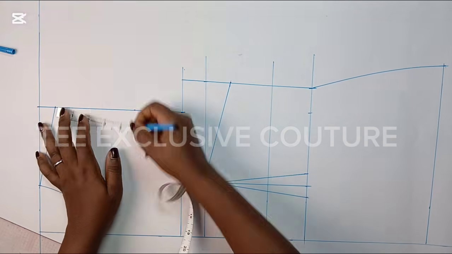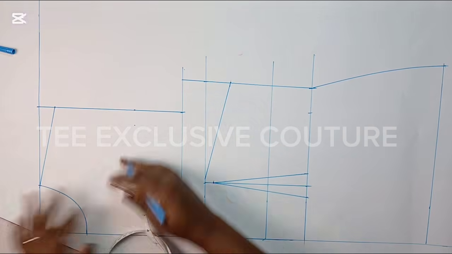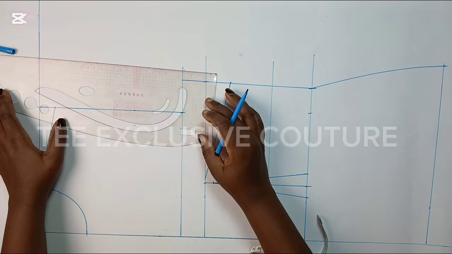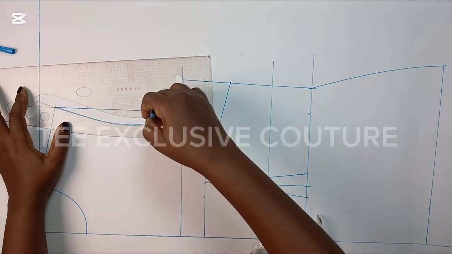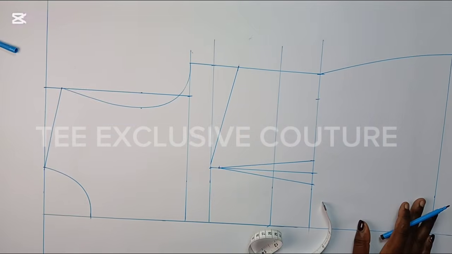So go for the armhole now. Your armhole divided by 2, step down by 1, then you go in by 1 inch for the front, then you connect the armhole together.